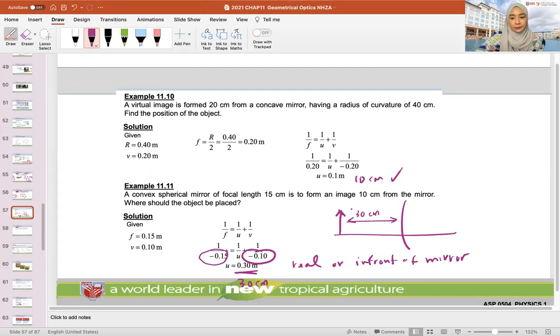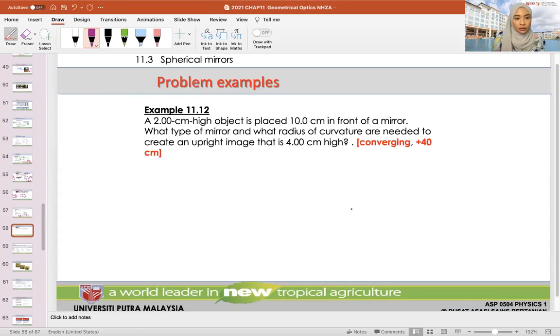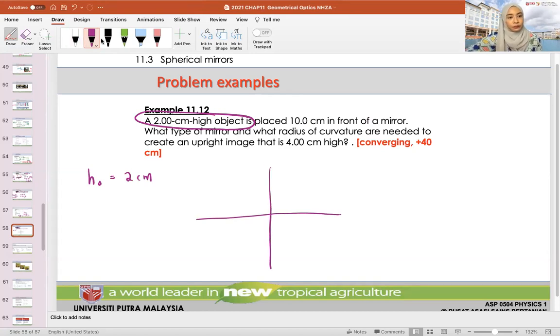Positive means real. Okay, next one, a 2 centimeter high object. So it's giving us height of the object. Ho is 2 centimeter. It's placed 10 centimeter in front of a mirror. So we don't know what mirror it is. It is placed 10 centimeter away from the mirror. So from here to here, it is 10 centimeter.